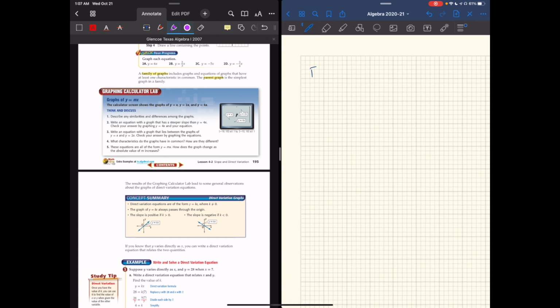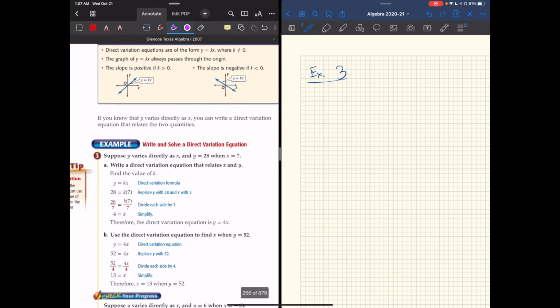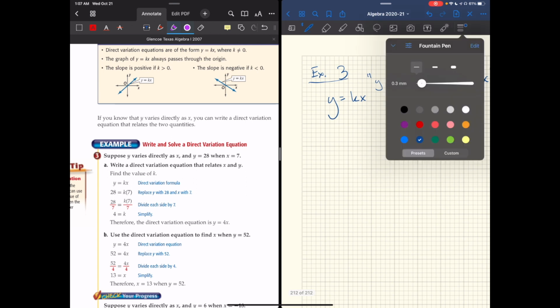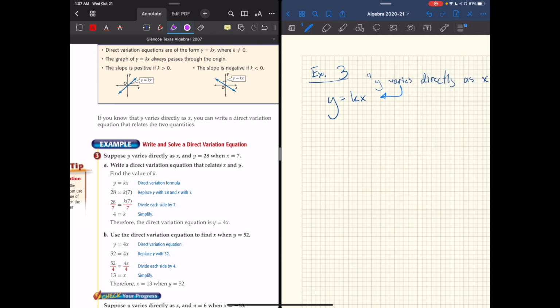All right, one or two more examples. Let's look at example 3 here. Suppose y varies directly as x. Strange phrase, right? But every time you see this phrase, you should immediately write down y equals kx. So again, y varies directly as x. I see that phrase, I'm immediately going to write down y equals kx.